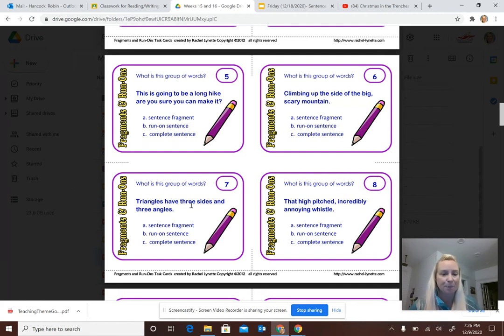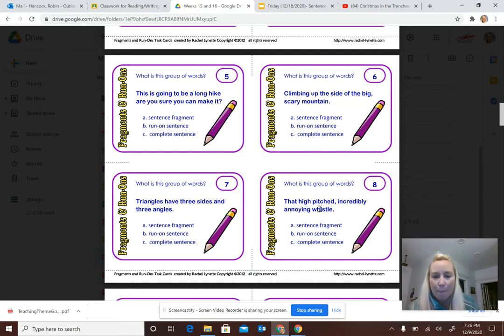Number seven. Triangles have three sides and three angles. What do you think it is? A sentence fragment, run-on sentence, or complete sentence? Well, this is a complete sentence. I have a subject, triangles, and I have a predicate, have three sides and three angles. So number 7 is a complete sentence.